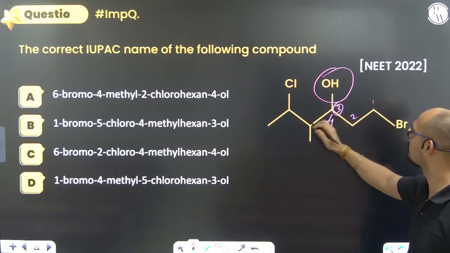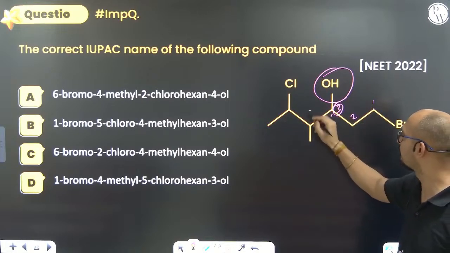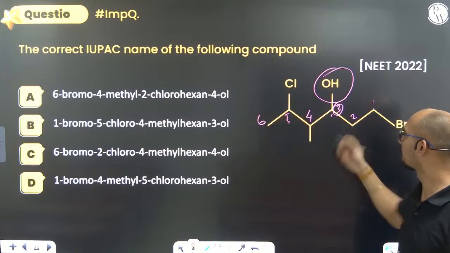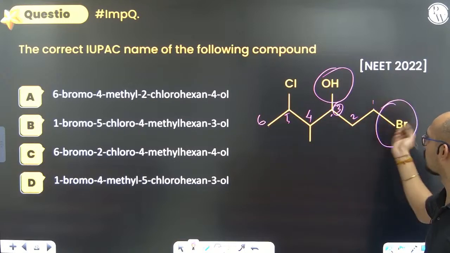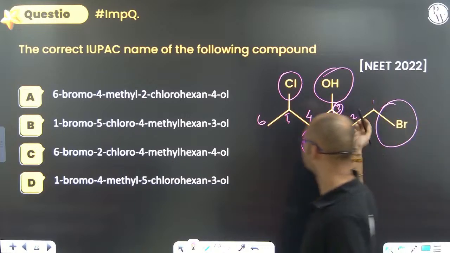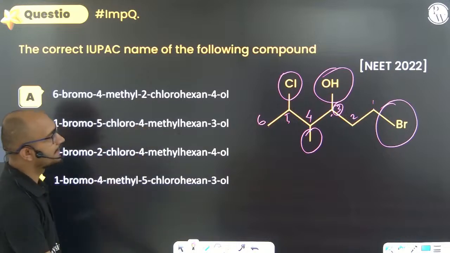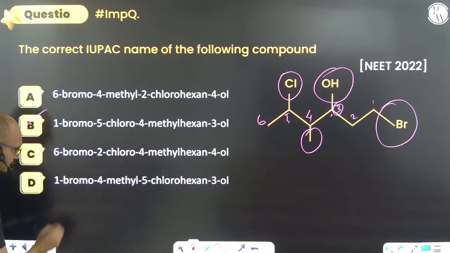So we have to give the minimum number to OH. Yes or no? Minimum number to OH. So we'll go like that. 4, 5, 6. So what we can say that? I hope you all can see that 1 bromo, 5 chloro, 4 methyl. 1 bromo, 5 chloro, 4 methyl, hexane, 3 ol. Of course, B is the correct option.